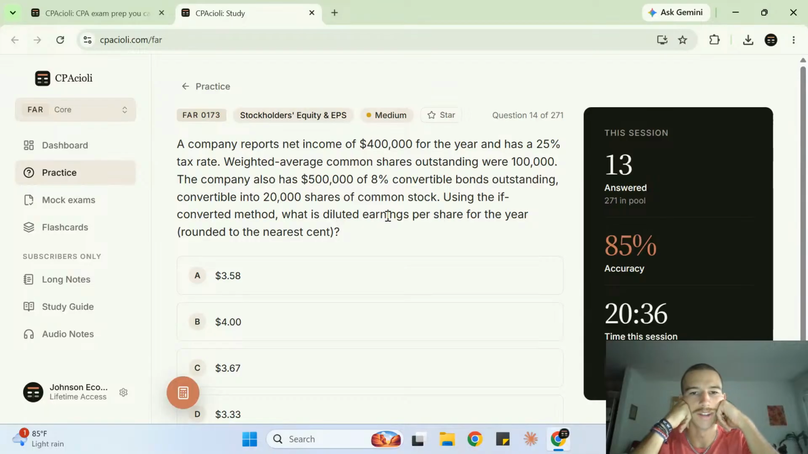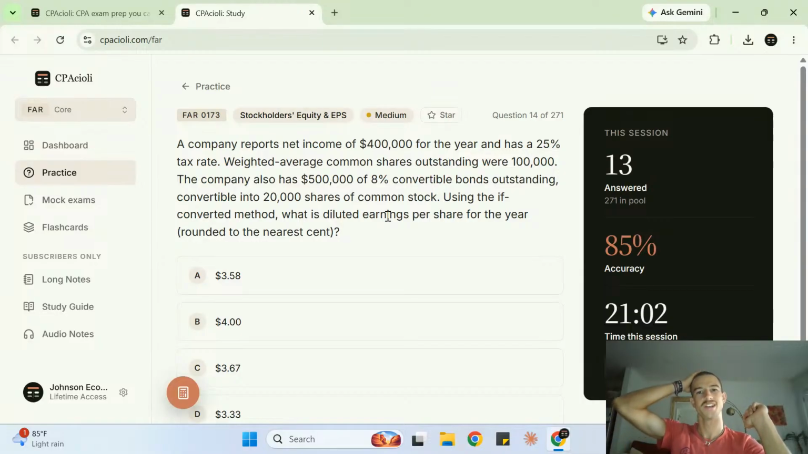So maybe those are anti-dilutive because it made the EPS go up. And because of that, you don't include them in the diluted earnings per share. So I think it would just be 4. I forget if you do something with a tax rate.